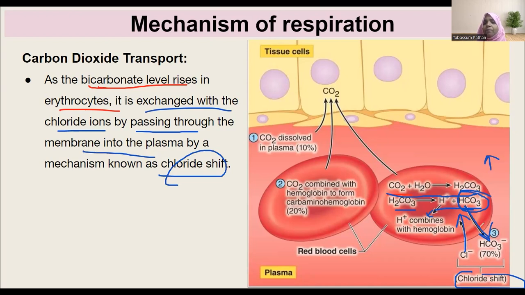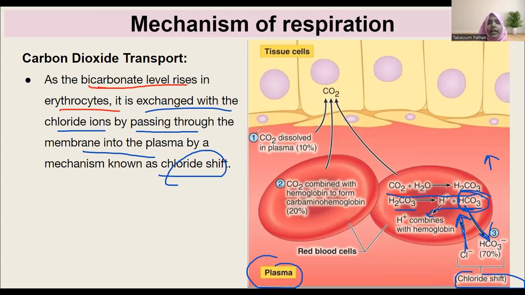So what will happen? HCO3 minus will come into the plasma. This is the plasma, and the Cl minus, in exchange for HCO3 minus, will go into the RBC to maintain neutrality, so that there is no disturbance in the ion charges in the RBC.